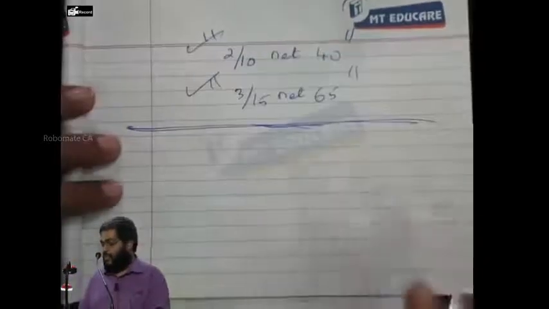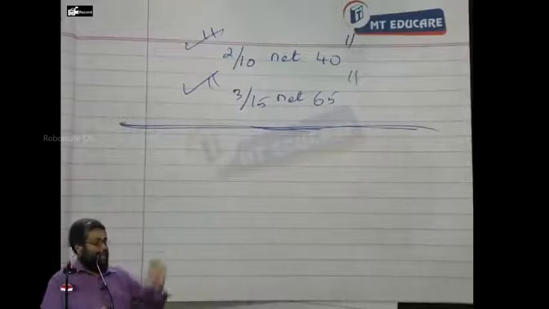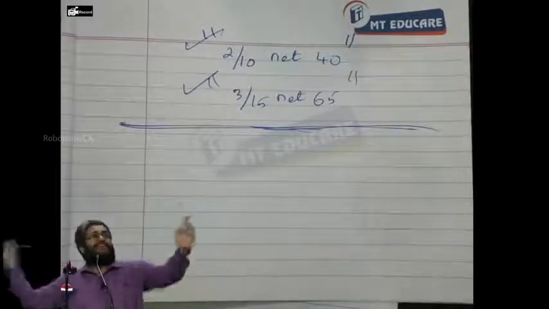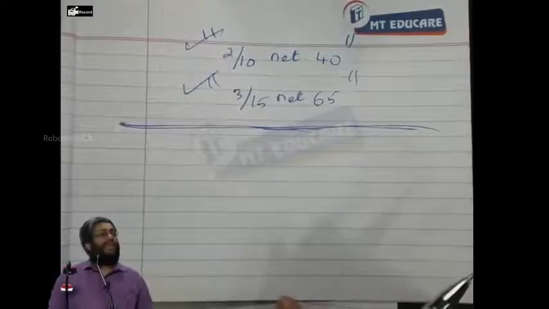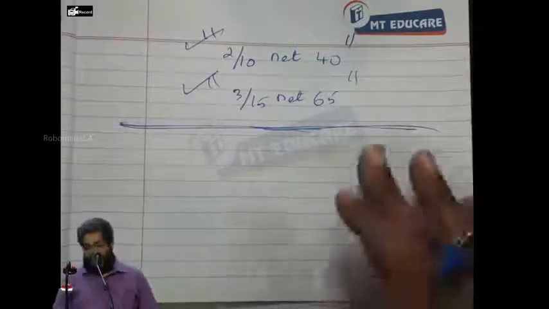Okay. Forget about bad debts. Suppose there is no reduction in bad debts. Leave it. That means there are only two things: discount versus interest. Correct? Yes. Discount versus interest. Very simple.